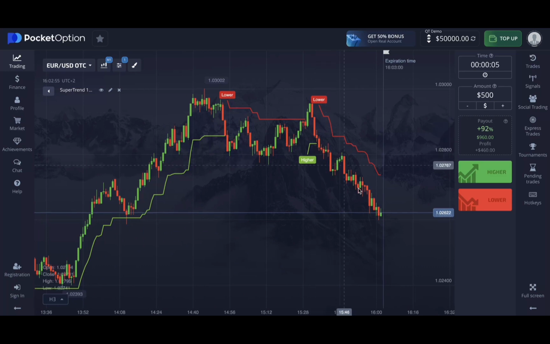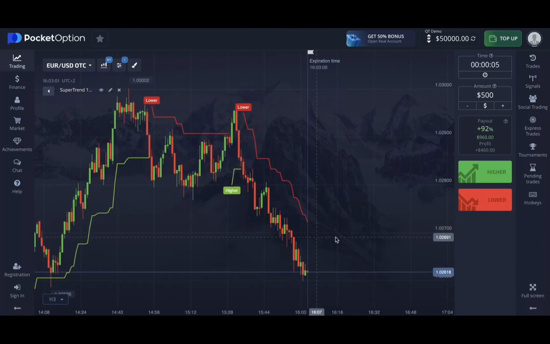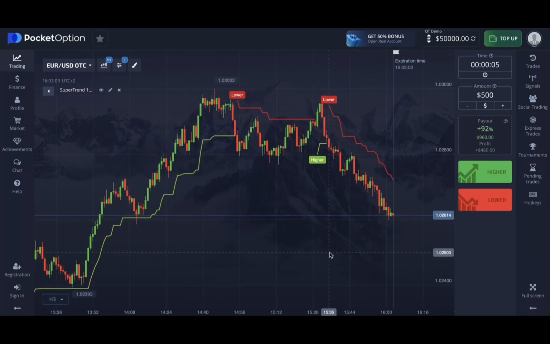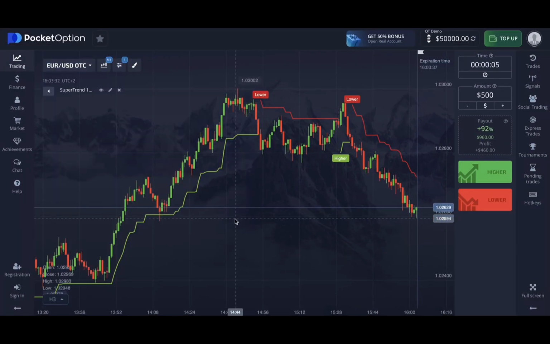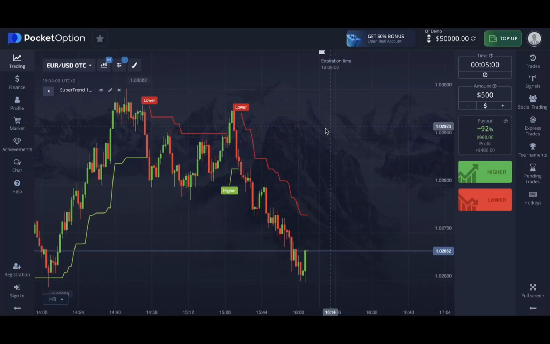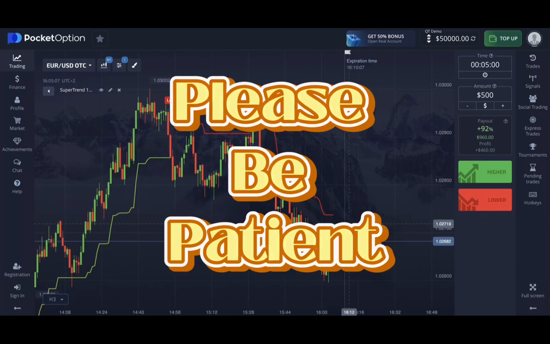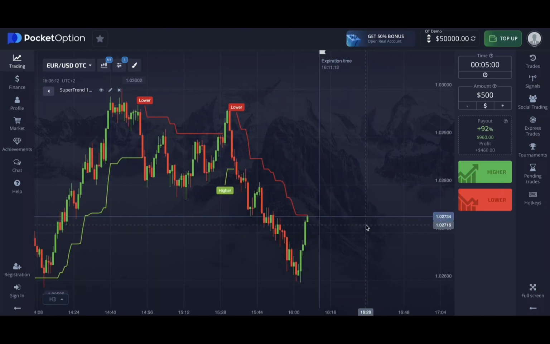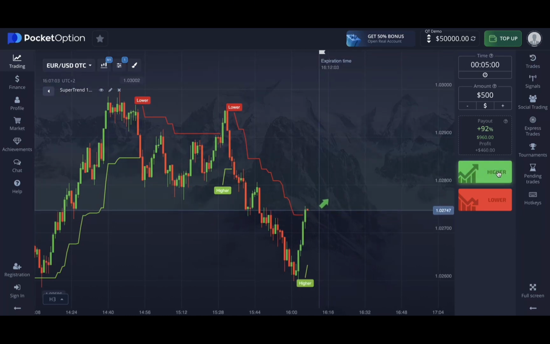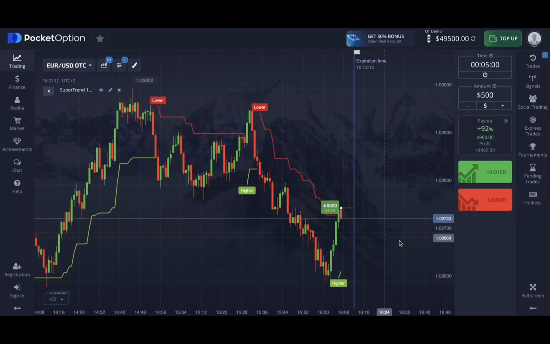As you can see, the market is trending down, so I'm going to wait until a shift occurs, and then I'm going to enter the trade. Okay guys, the trend has shifted bullish, and now I'm going to enter the binary options trade. So we should wait.